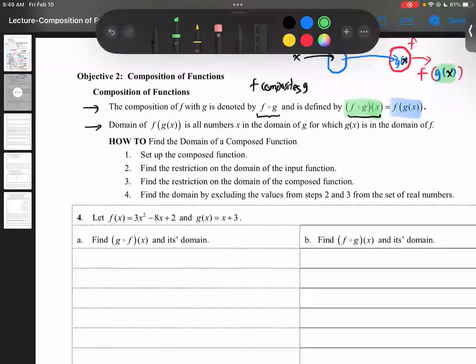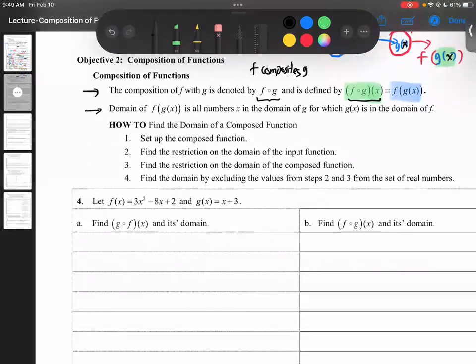All right, let's do this work and I'll show you how to do the domain. For A, I want to evaluate g composite f of x. If I was you, I'd rewrite this. So which one is the outside function? g, right? Because g is far away from x. So g and then big parenthesis, and then the inside function will be f of x.